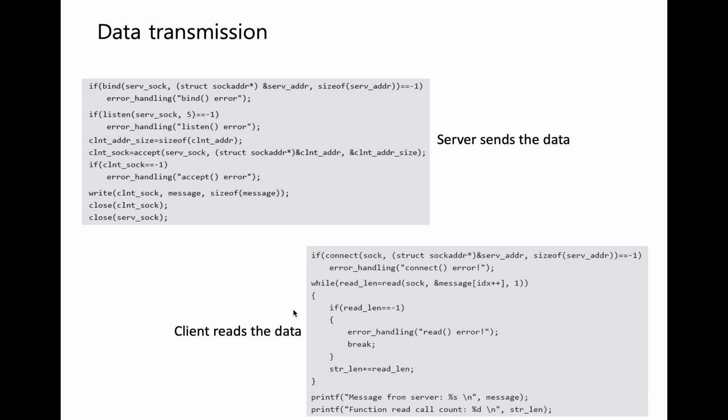And then here on the client side, the above code was actually the TCP server code, and below here is the TCP client code. What the TCP client code has to do is simply create that socket and then connect to that server, right?